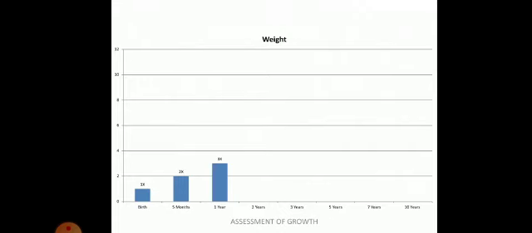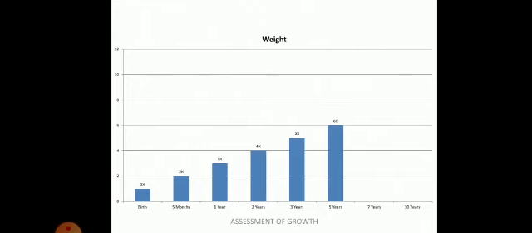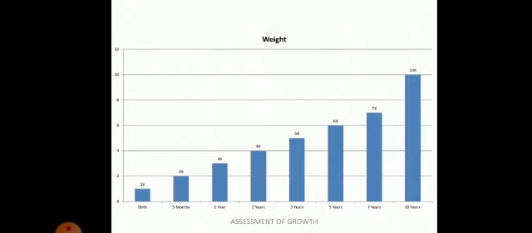It will be 4 times by the age of 2 years. It will be 5 times by the age of 3 years. It will be 6 times by the age of 5 years, and it will be 7 times by the age of 7 years. Clear? So at the age of 7 years it will be 7 times the birth weight. Okay, and 10 times at the age of 10 years. Clear?